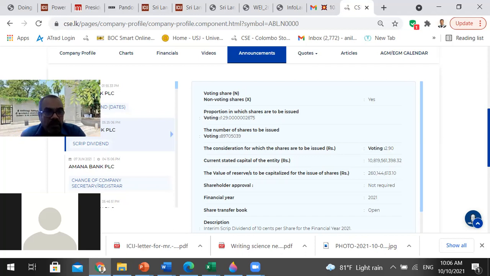These would be the nature of questions you would get at the examination, not something to reproduce. Is the question clear to you? The question is bonus shares, scrip dividends, and capitalization of reserves. Is the impact of these things the same or different?